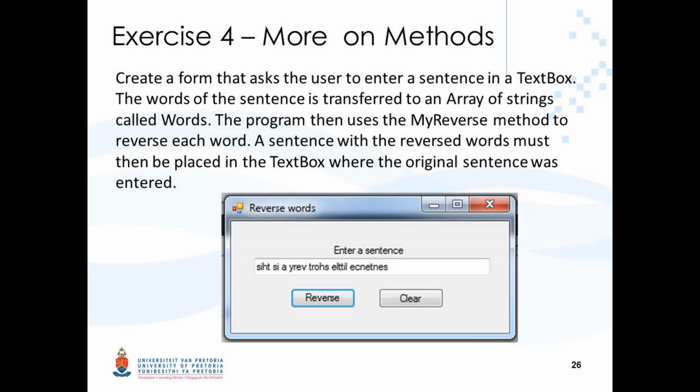In this exercise, we're going to reuse the my reverse method that we wrote in the previous exercise so that you can see the purpose of methods. We can call the same method to work from within different event handlers to do the same thing. And now we're going to ask the user to supply a whole sentence in a text box. We're then going to split up the sentence into the different words and reverse each word individually and place the sentence with reversed words back into the text box.